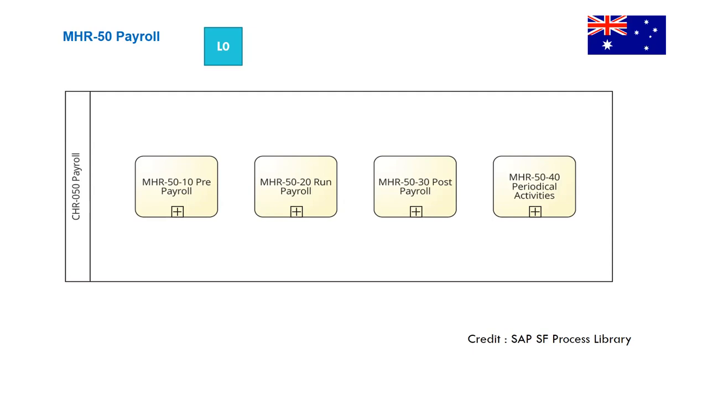Suppose we are paying a reimbursement, as per company policies, paid every 7 days or every 15 days. Generally that comes under periodical activity. So when I say pre-payroll, what are the activities we do before running the payroll?